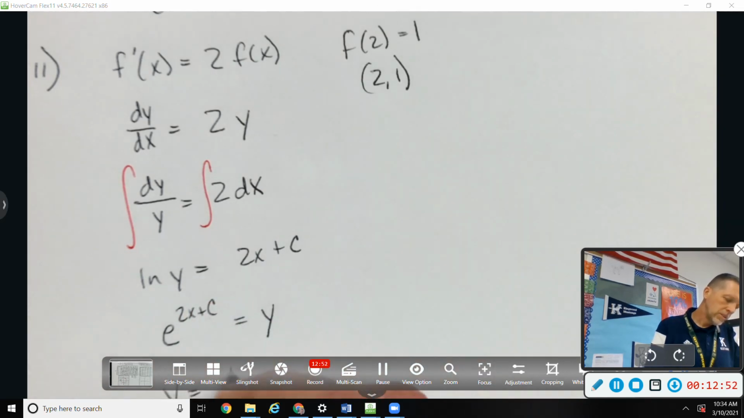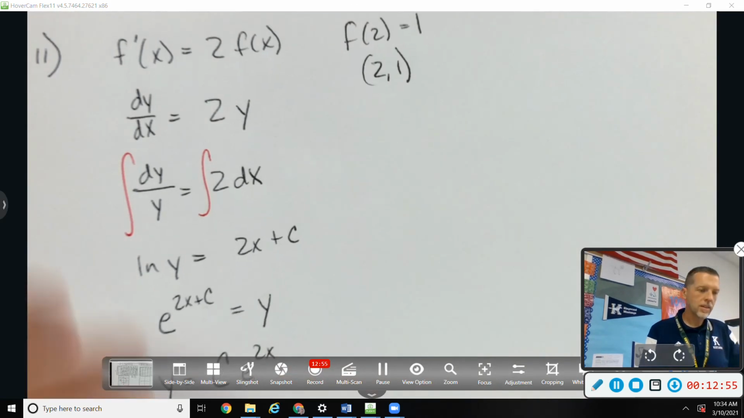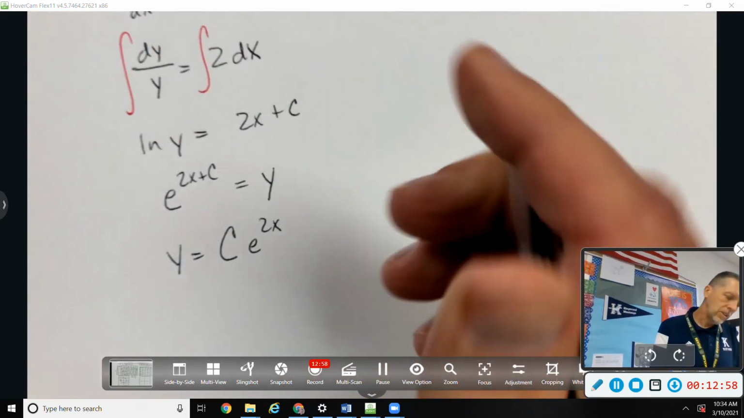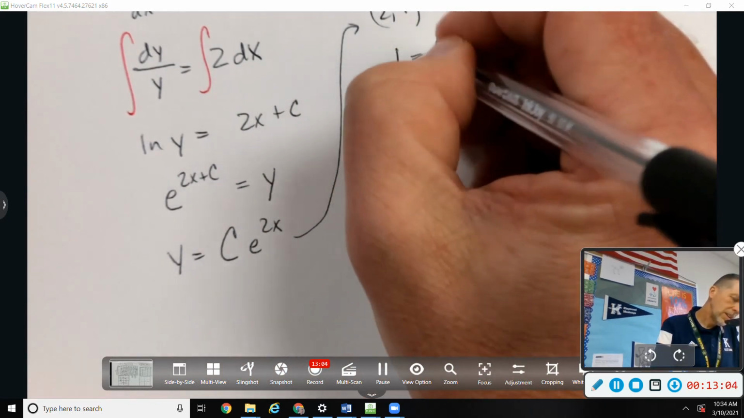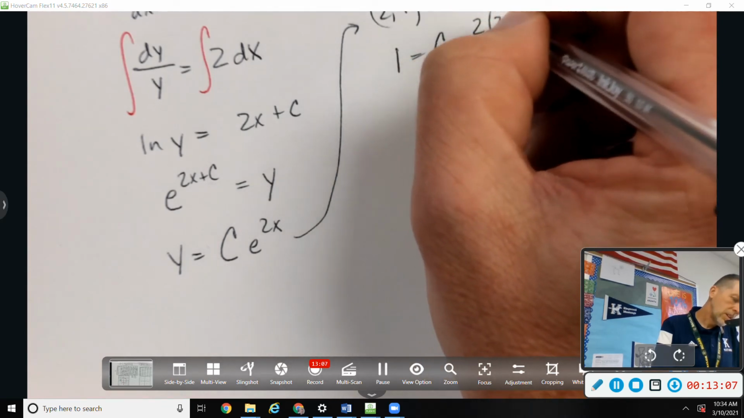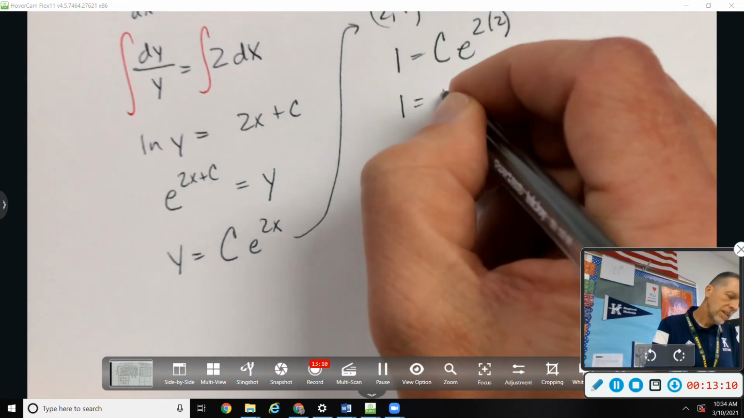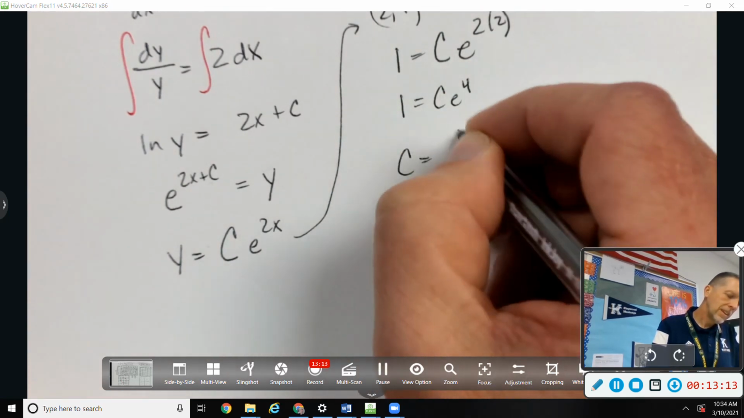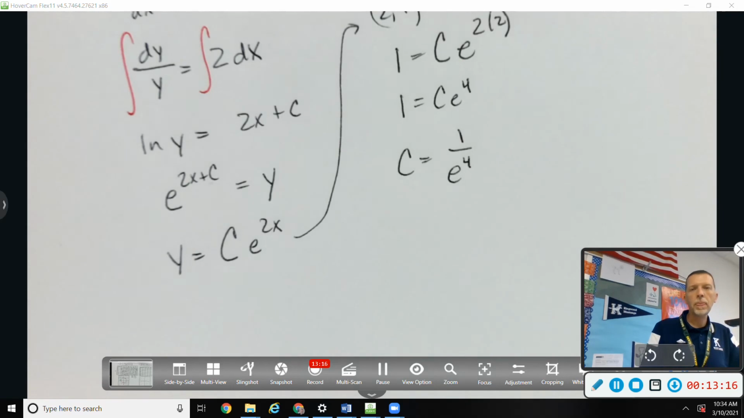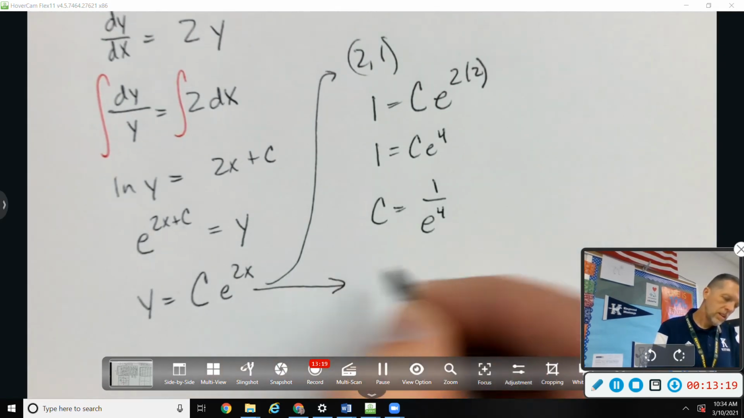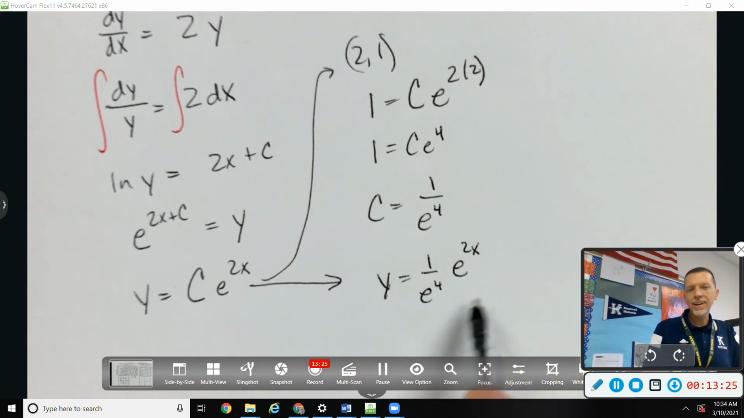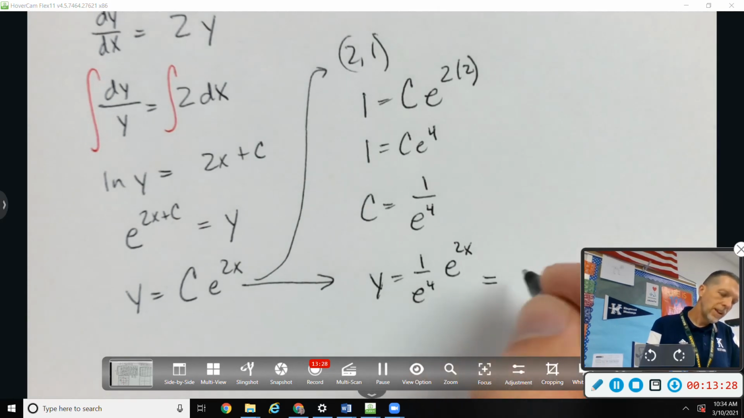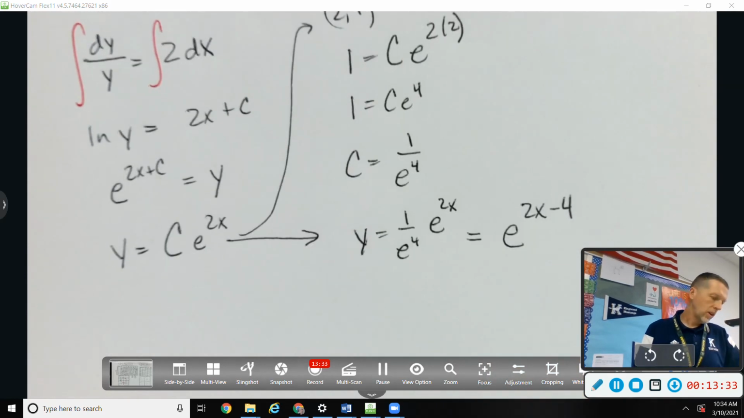Another natural log problem, which means another e problem when we do the fishhook thing. So y equals c e to the 2x. And now I need to use the 2, 1. So y is 1 when x is 2. It's going to be kind of an ugly c value, but that's okay. So y equals 1 over e to the 4th times e to the 2x. That's an okay safe stop, but properties of exponents for a multiple choice test is probably going to be e to the 2x minus 4.